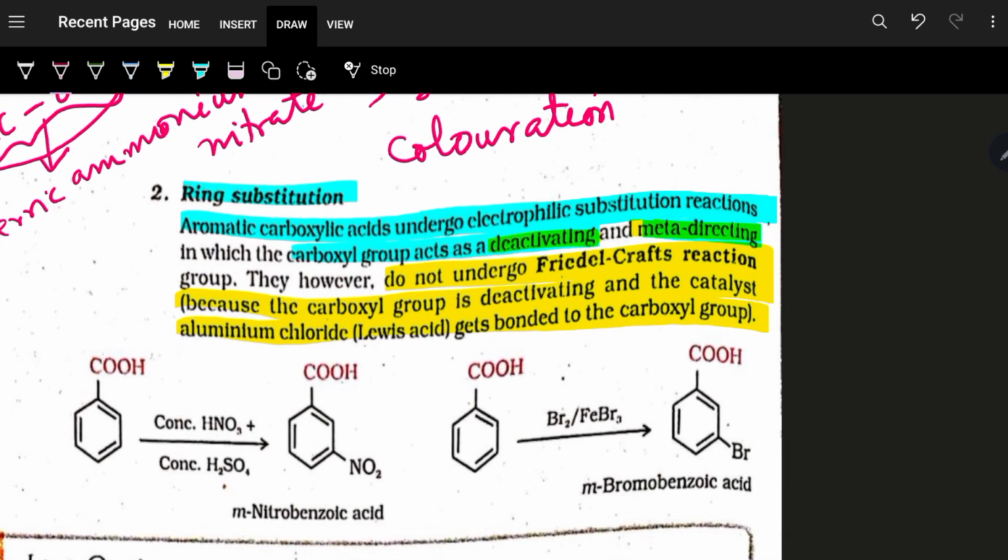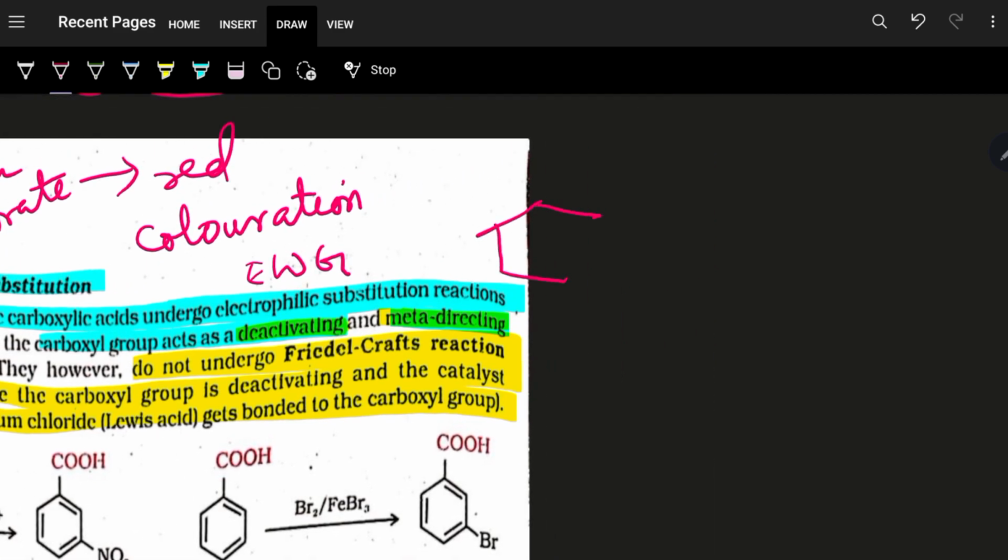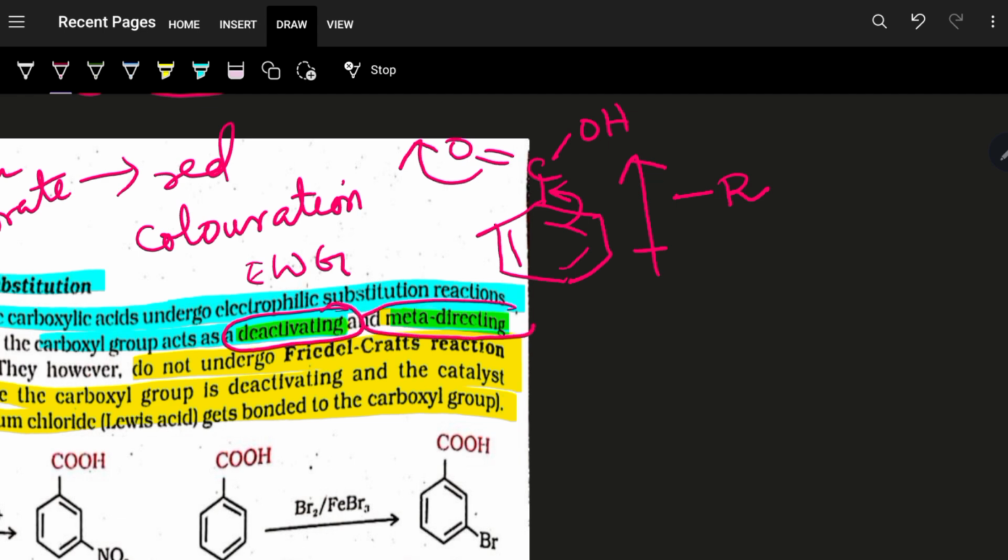Now, next is ring substitution, that means aromatic electrophilic substitution. The carboxyl group, COOH, is an electron withdrawing group. How does it withdraw electrons? When I draw the structure of benzoic acid, the electron density moves out of the ring, decreasing the electron density over the benzene ring on account of the -R effect, for which it is deactivating, and for which it is meta-orienting.